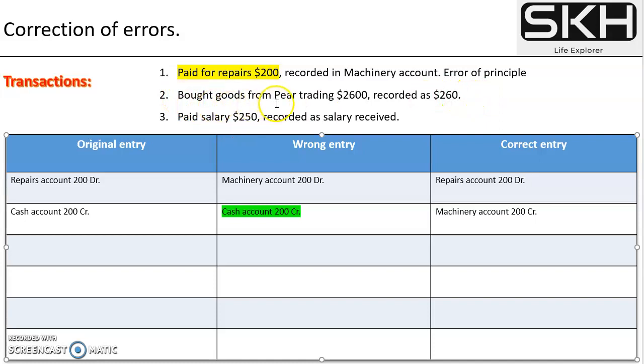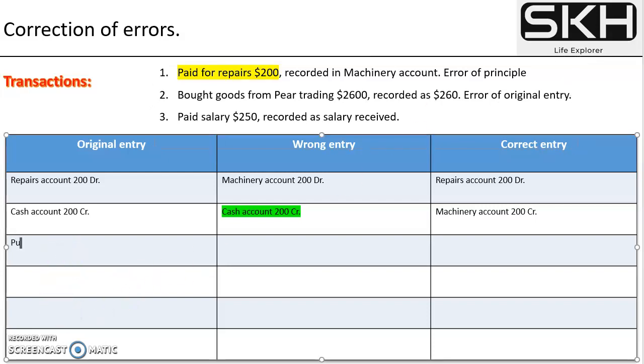So bought goods from Peer Trading 2600 recorded as 260. You can see that this is an error of original entry, which means we recorded the accounts on the correct side, but we wrote the amount wrong. So this is called error of original entry. So let's write the correct entry first.